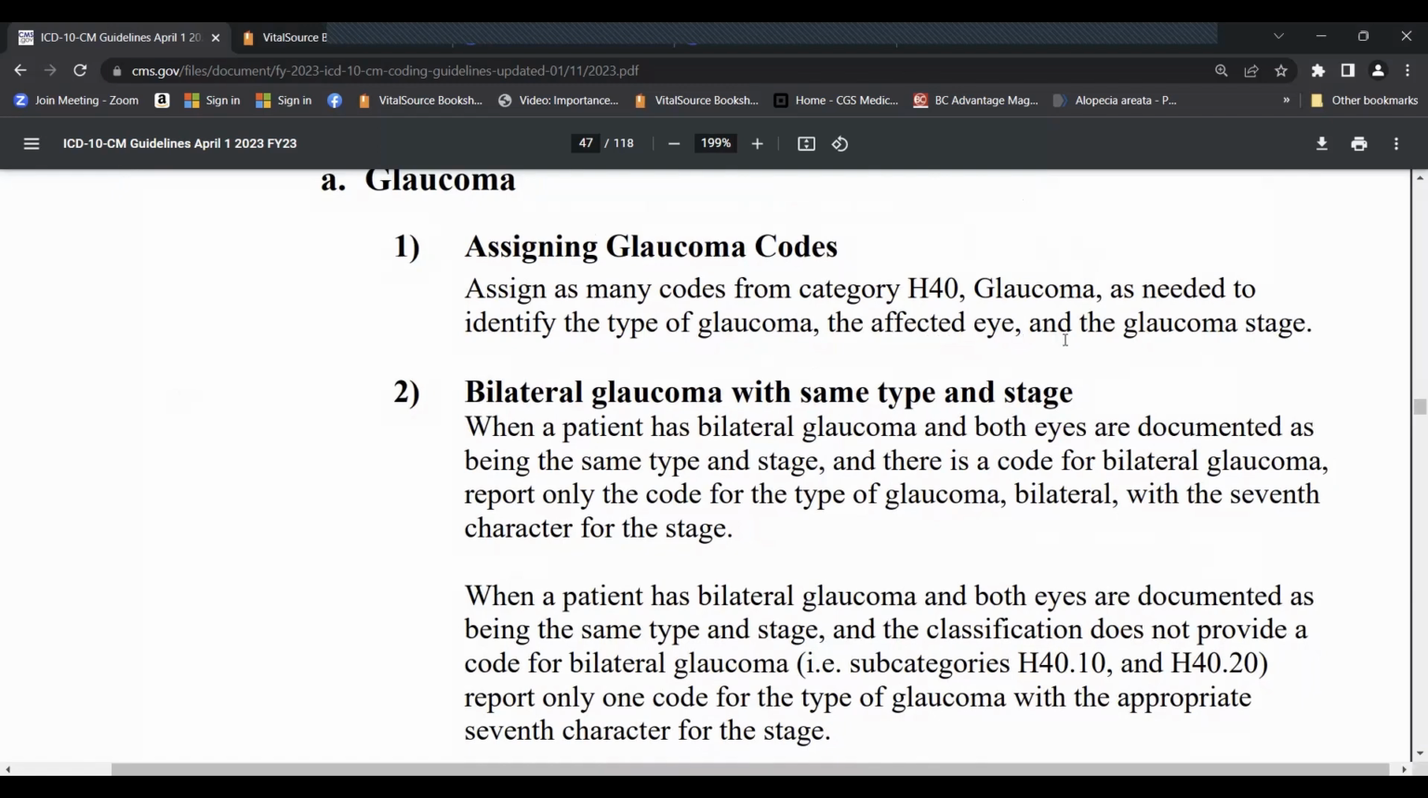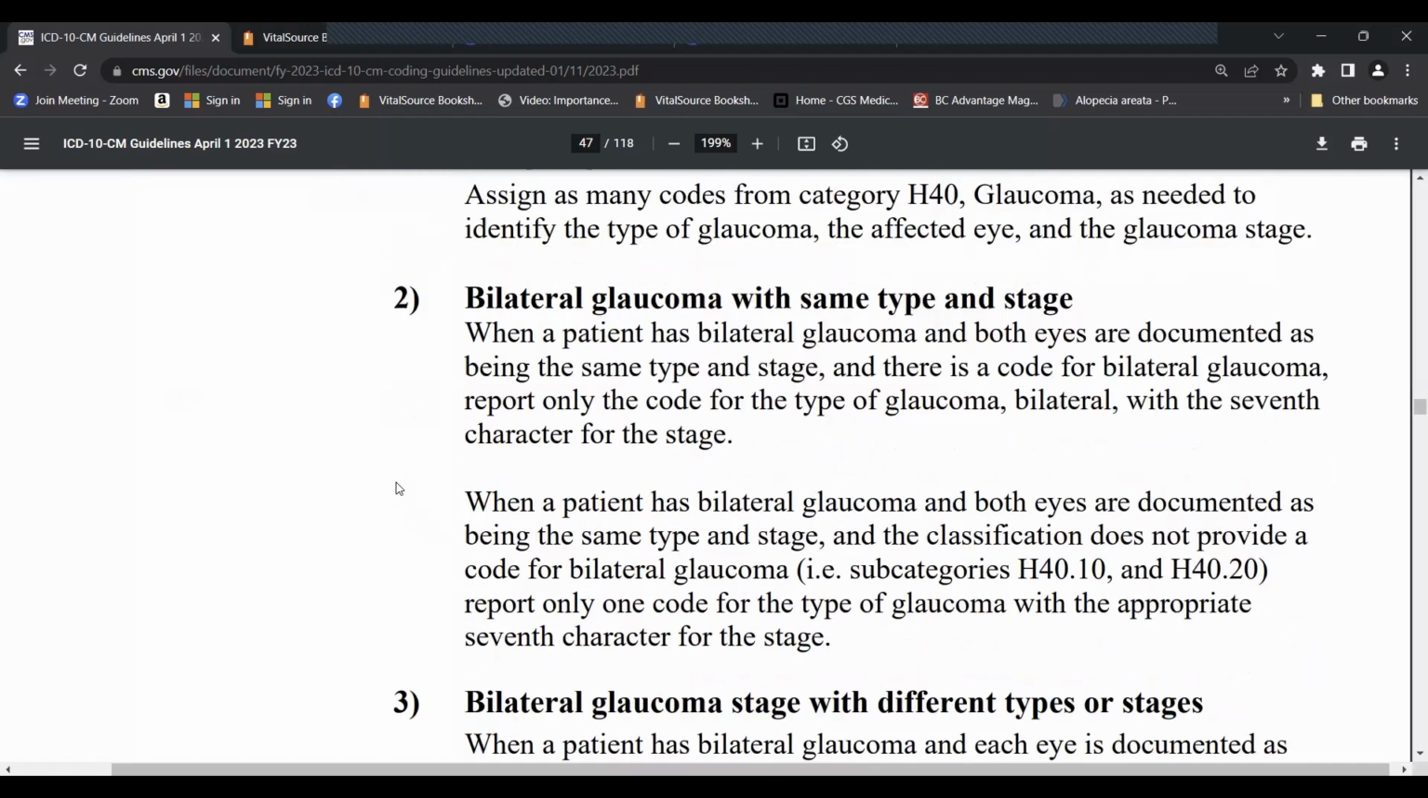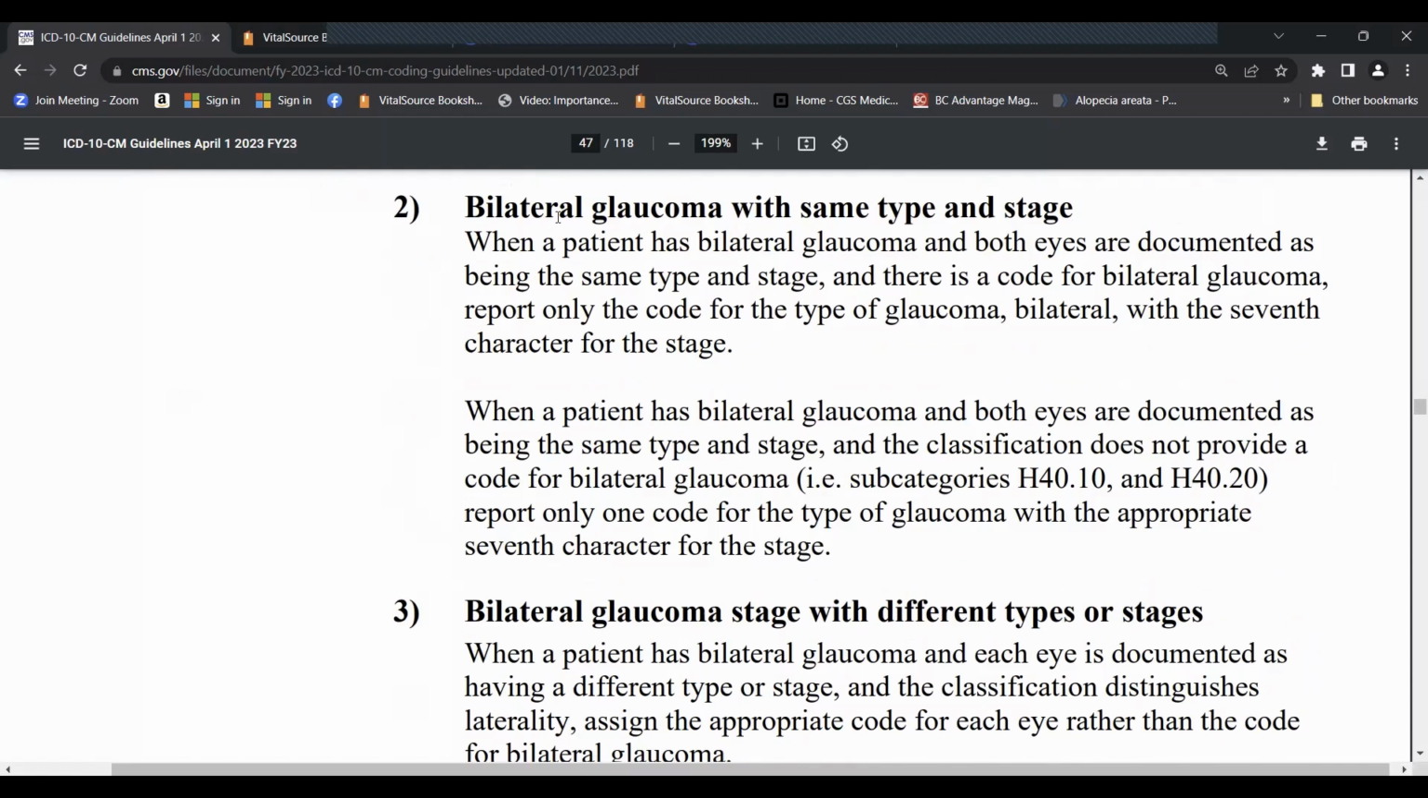So when you're coding glaucoma, what do we want to know? The type, which eye, and what stage. Now, this next guideline is for bilateral glaucoma, and this bilateral glaucoma will be of the same type and stage. So meaning in both eyes, same type of glaucoma and same stage.